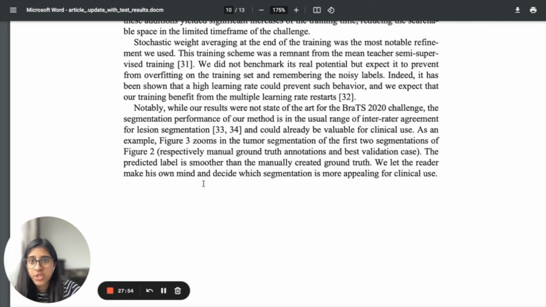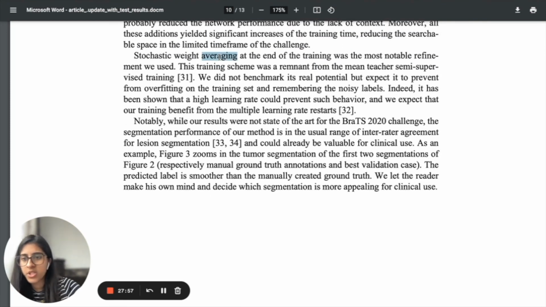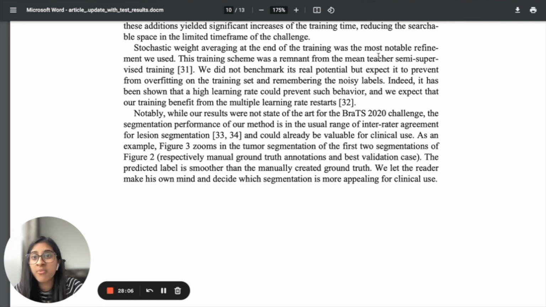Another thing they mentioned is stochastic weight averaging, which I mentioned before. It's basically averaging multiple points throughout the stochastic gradient descent stage. It said that it was the most notable refinement that they used. So obviously it was really beneficial, and it's probably going to help in my experience as well.